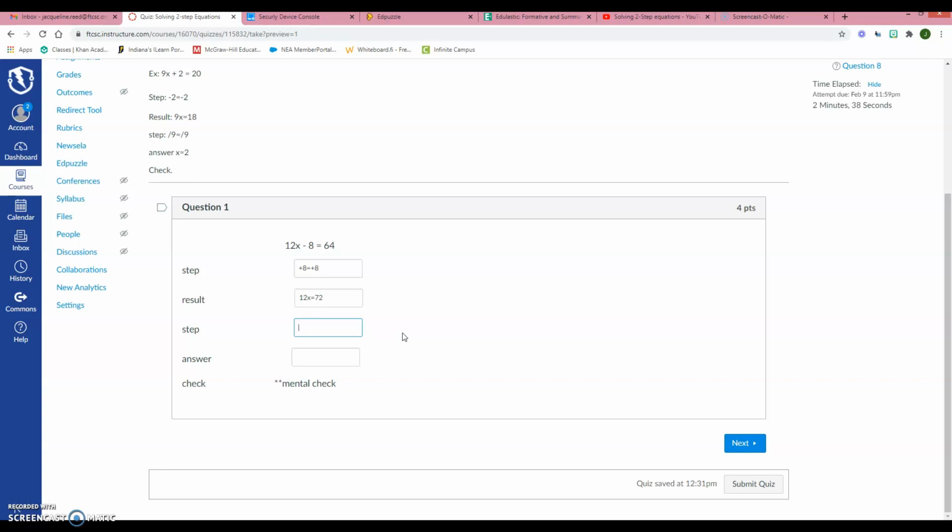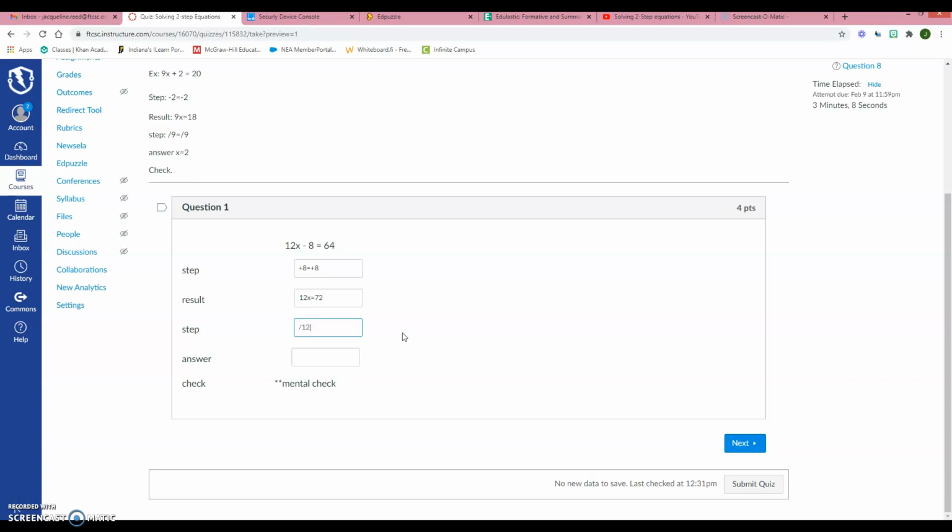If I'm trying to get x by itself, I need to move that 12 over to the other side. To do that, right now 12 and x are multiplying, so the opposite of multiplying is to divide. Since we don't have a division fraction bar symbol, we do have the backslash. So that's the key that I'm going to use to show division. If I'm dividing by 12 on both sides, hit that backslash 12.